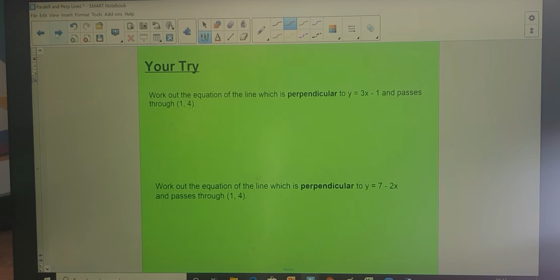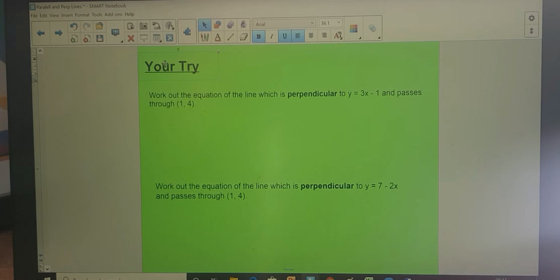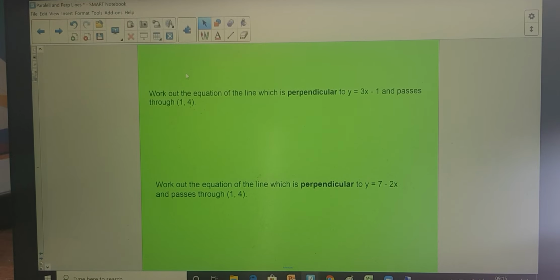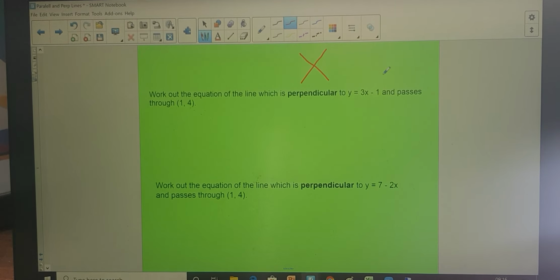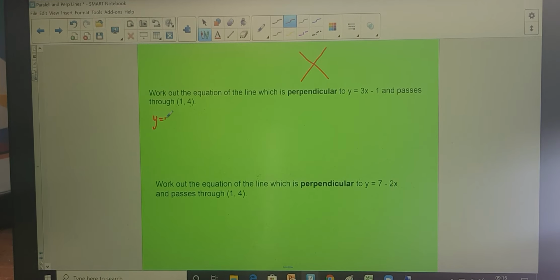Okay. The other topic that we touched on was perpendicular lines. So let's read the question. Work out the equation of the line which is perpendicular to this line and passes through the coordinate (1, 4). Okay, so I know that perpendicular lines meet at 90 degrees, and I know that the gradient of a perpendicular line is the negative reciprocal. If you're not sure on that, have a look at last lesson. So I know lines are in the form y equals mx plus c.